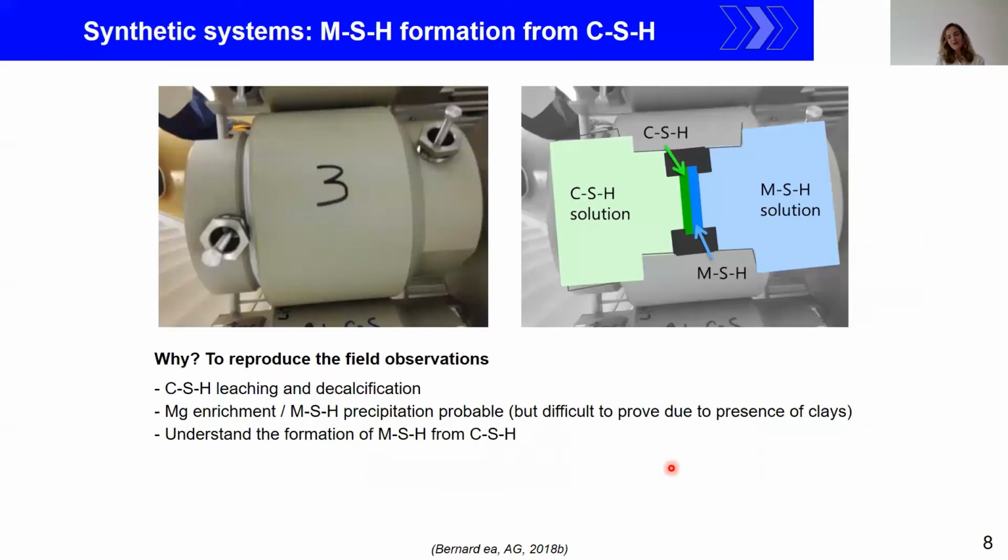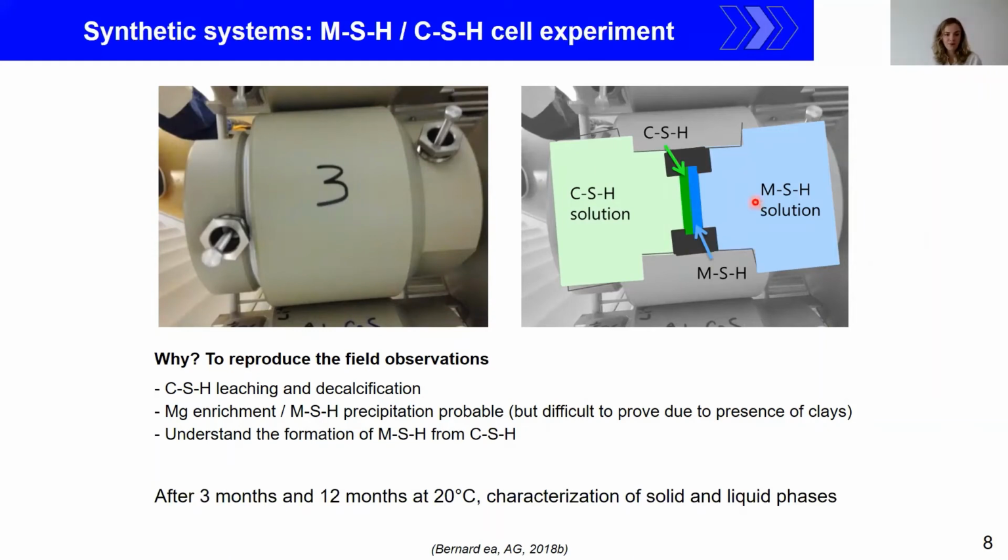Okay, now I would like to focus on the formation of M-S-H from CSH. Why? Because we wanted to reproduce the field experiment with the CSH decalcification and the observation of magnesium enrichment. So I put a disk of CSH together with a disk of M-S-H. And after 3 months and 12 months, we looked at the solid and the liquid phase.